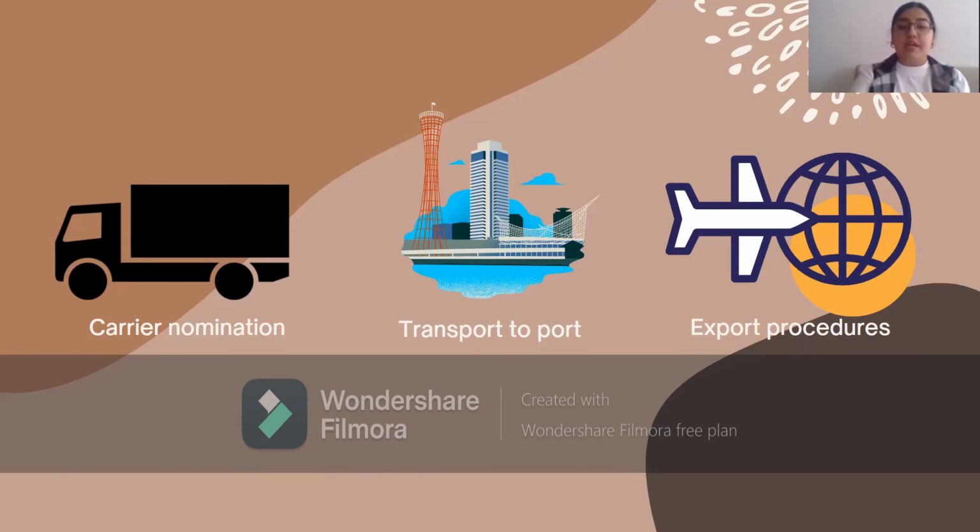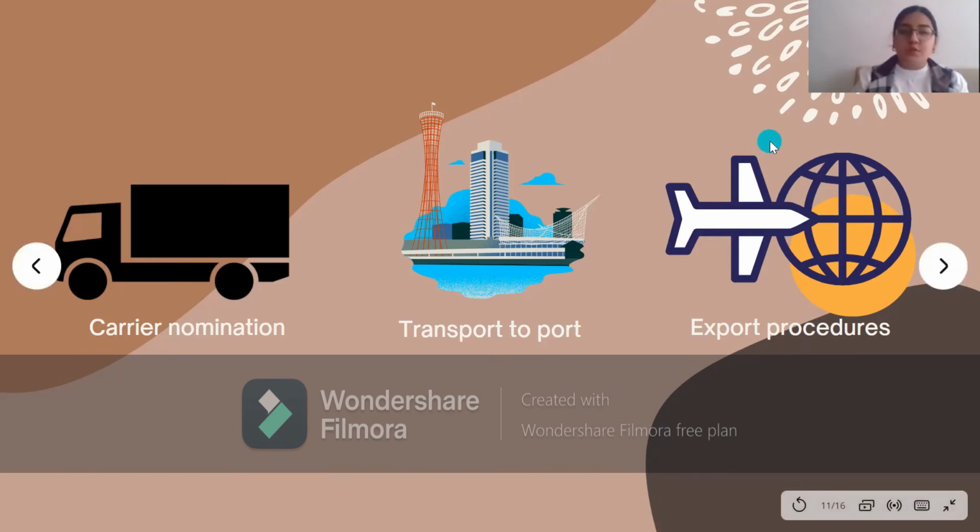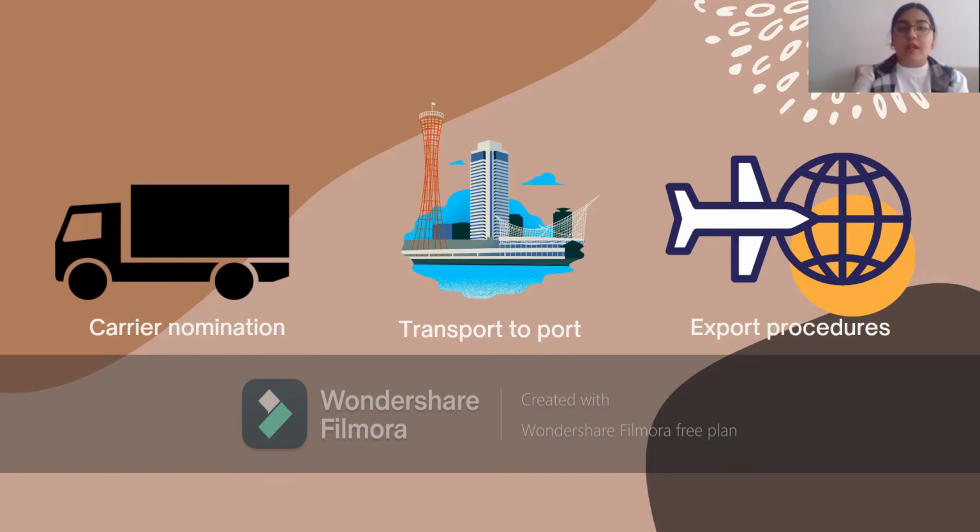Then we have stage number five, that is the transport support, and the loaded merchandise will be deposited in the maritime or airport terminal. Stage number six is the export procedures, and the customs procedures and export clearance are carried out. The registration of the dispatch will be carried out through the comprehensive customs management system.